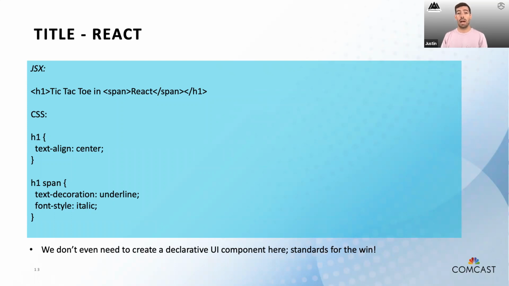Web developers know that using the H1 tag around our text, we're automatically going to get a heavier weighted font, a slightly larger font size, and that's based on the W3C standards that all web developers are familiar with, and they know when you use this tag, you're going to expect the browser to work in a certain way. To style the word React, our framework of choice here, we do wrap it in a span tag so we can more easily target that with CSS to specify our text decoration and font style.